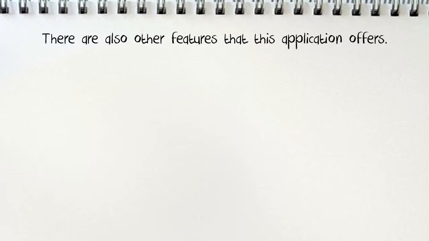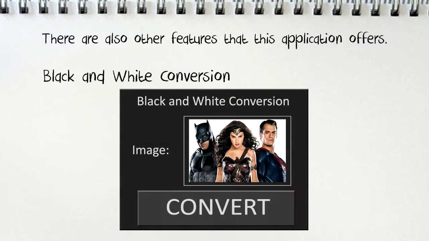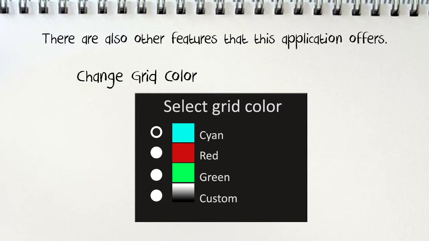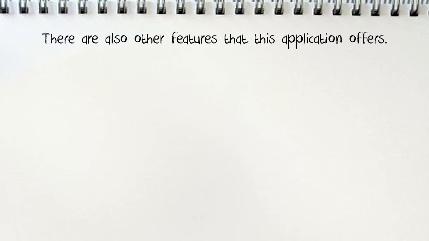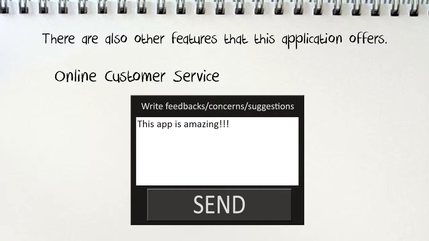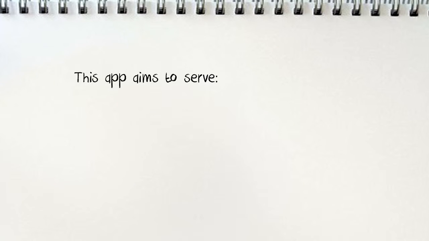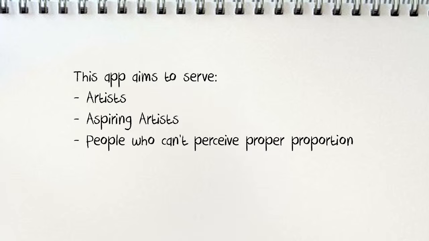There are also other features that this application offers, such as black and white conversion, which converts a colored reference to black and white. Change grid color allows the user to change the grid's color. Online customer service allows the user to ask questions and send suggestions for the app's improvement. This application aims to serve artists, aspiring artists, people who can perceive proper proportion, and anyone who loves to draw.